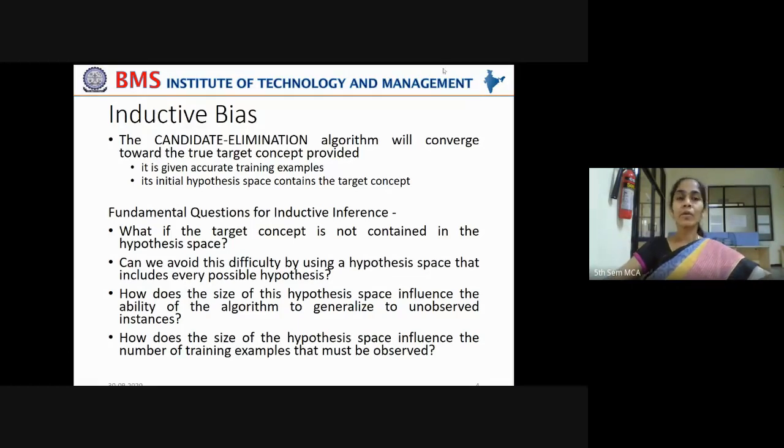Okay, so now what is inductive bias? We have understood what inductive learning is, right? Inductive learning is, based on the examples given, you try to learn some rules out of it. Then what is deductive learning? You are given the rules and you are asked to apply those rules practically and understand the concept. That is called deductive learning, right?